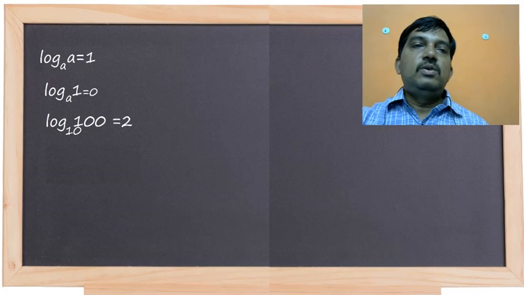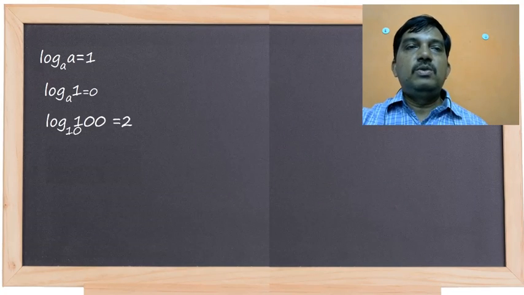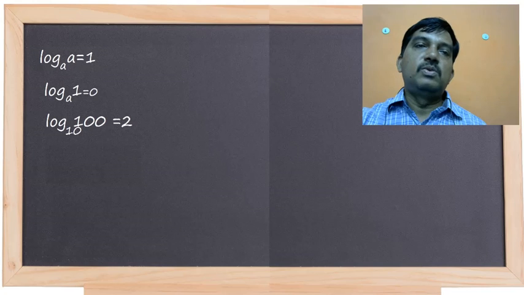Logarithm of 100 to the base 10. Logarithm of 100 to the base 10 is equal to 2, because 10 squared is equal to 100, and logarithm of 100 to the base 10 is equal to 2.